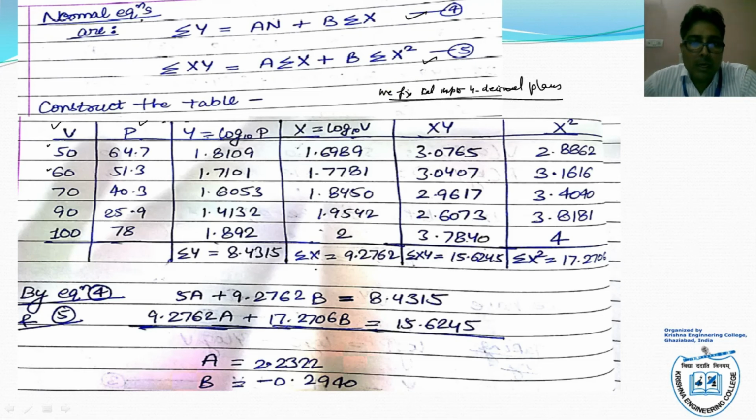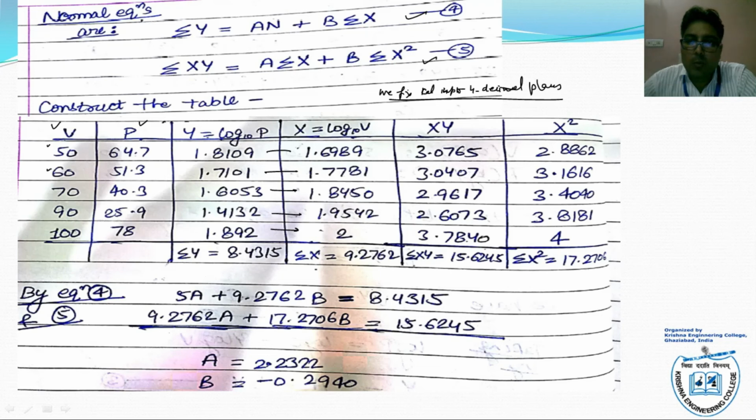Now the value of capital XY is 3.0765. Multiplying this and this corresponding value, we construct the column corresponding to capital X into capital Y, and find the summation capital X capital Y is equal to 15.6225, and the value corresponding to X square. The value of capital X is given. The value of X square is found easily.